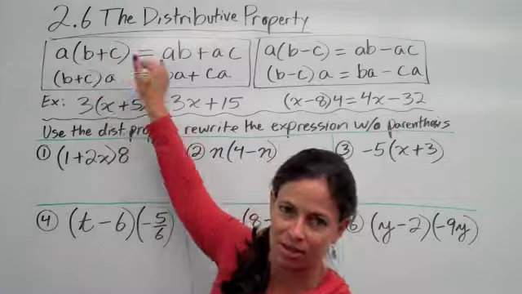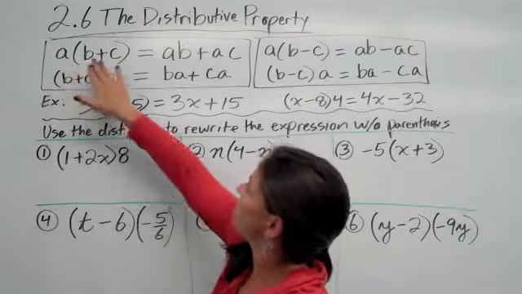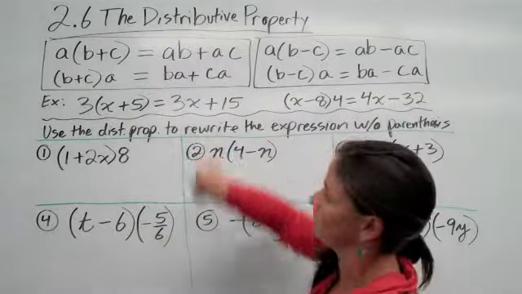Hey, welcome to 2.6, the distributive property. You hear in the word distributive, the word distribute. So we are going to hand out the A to everything inside the parentheses. So it's going to be A times B and A times C, which you can see here.